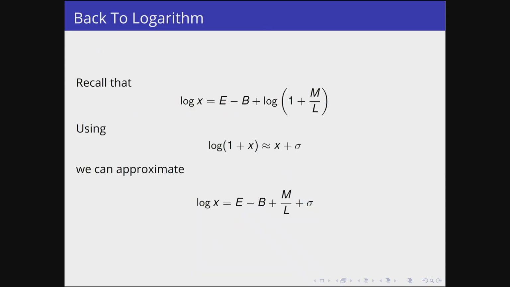And now back to the logarithm that we have. Now we can actually approximate our logarithm as e minus b plus m over l plus sigma, which is really nice because we have this sum of 4 different things, and everything is linear. And working with linear things is much easier than multiplying things and making everything much harder.